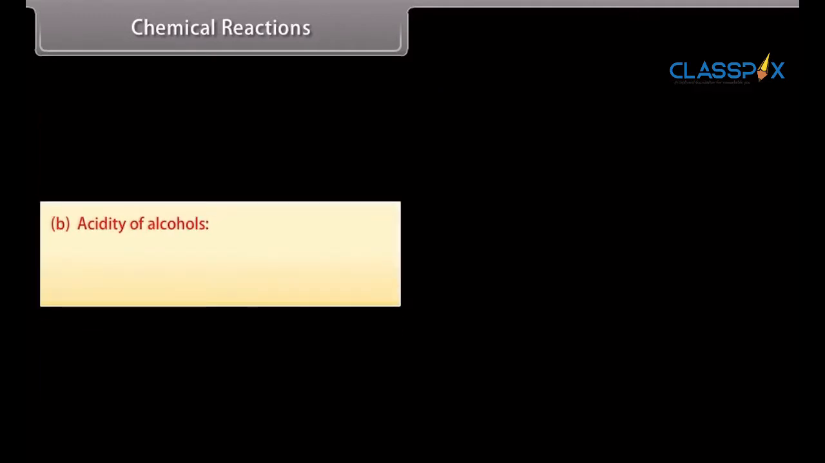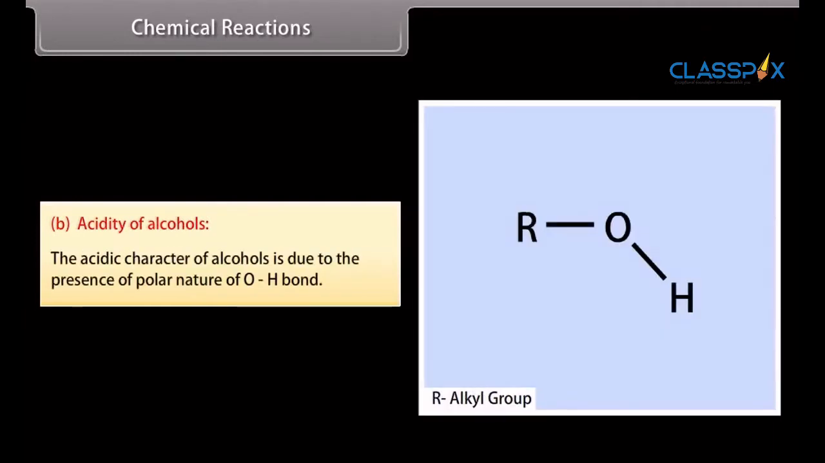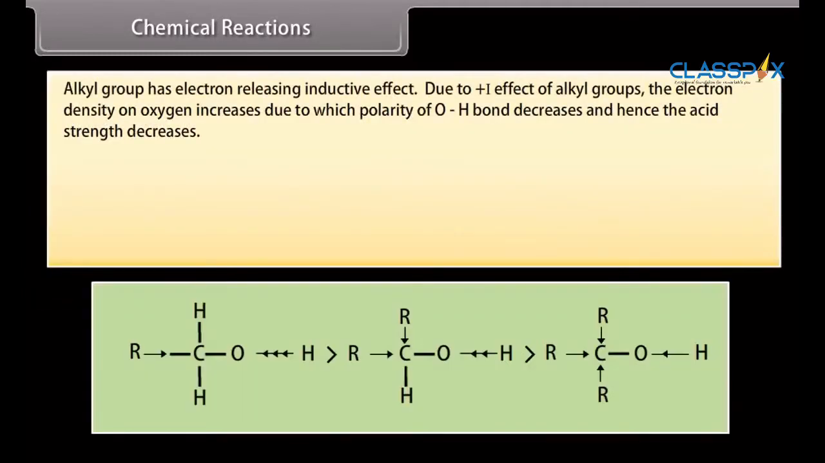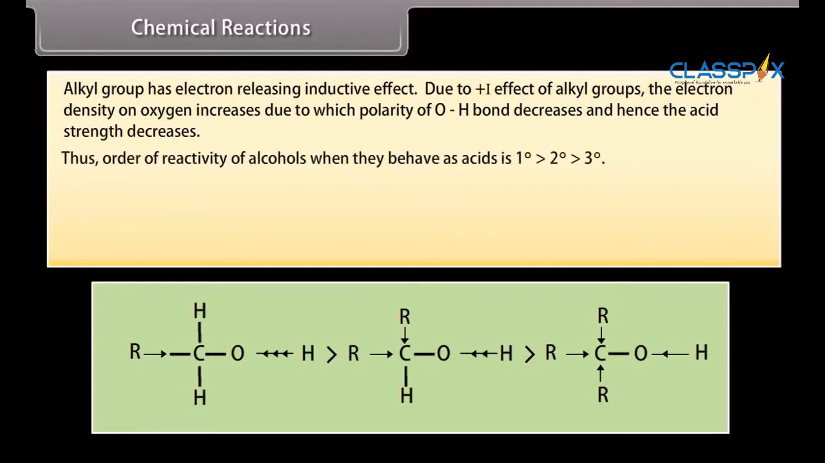Acidity of alcohols. The acidic character of alcohols is due to the presence of polar nature of OH bond. Alkyl group has electron-releasing inductive effect. Due to plus I effect of alkyl groups, the electron density on oxygen increases, due to which polarity of OH bond decreases, and hence the acid strength decreases. Thus, order of reactivity of alcohols when they behave as acids is primary alcohol, followed by secondary and tertiary alcohol.